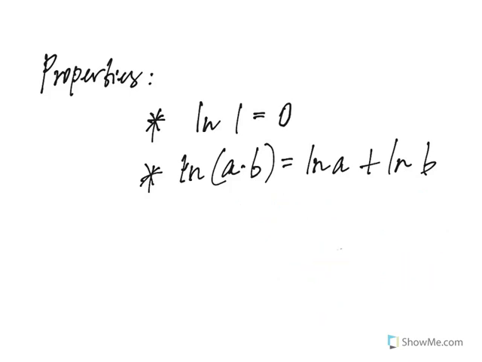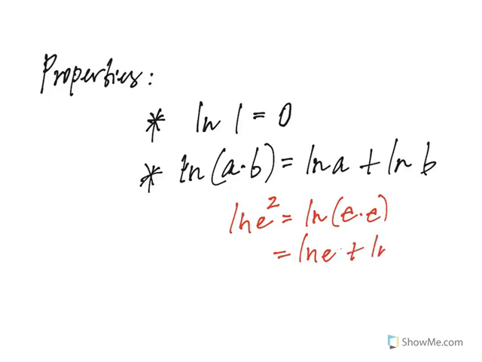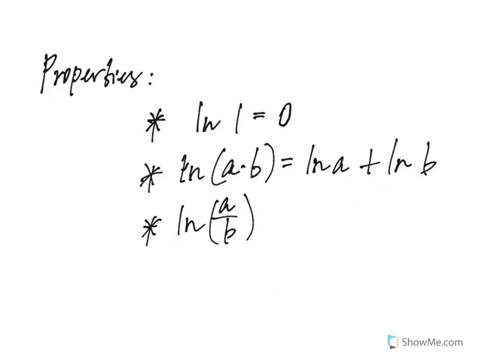So if, for instance, I have the natural log of e to the second, we already know that that is going to be 2, but I think you would agree that that is also the natural log of e times e, which is the natural log of e plus the natural log of e, and these are both to the first, so that's 1 plus 1, and that does give me 2. So you can see that that property does hold true. The right is equal to the left.